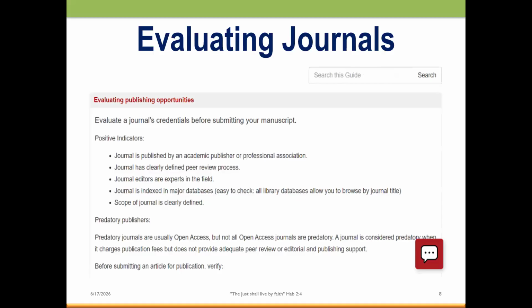How do we evaluate journals? Make sure that the journal is published by an academic publisher or a professional association. It has a clearly defined peer review process. The journal editors are experts in the field, so look out for the editors of the journal and check out their profiles. And the journal should be indexed in major databases, for example PubMed, Science Direct, etc.